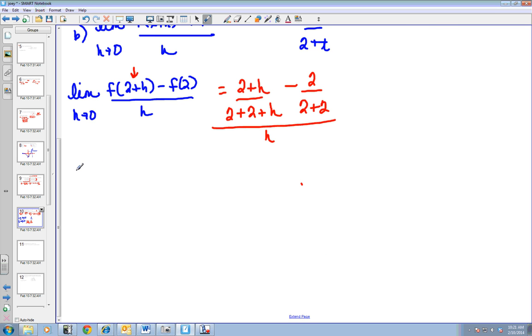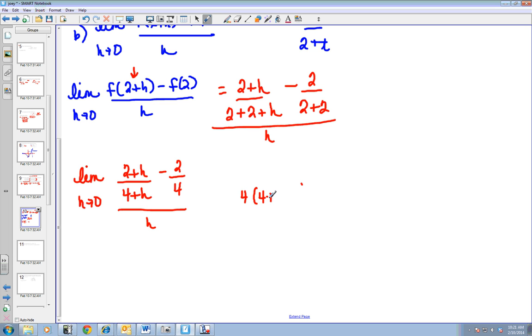All right, so here's what we're finding. We're finding the limit as h approaches 0 of this. So I'm just going to simplify this. That's 2 plus h on top, and 4 plus h on bottom, minus 2 over 4, all over h. Now I need to find the common denominator because I'm supposed to subtract them. My common denominator would be 4 times 4 plus h.